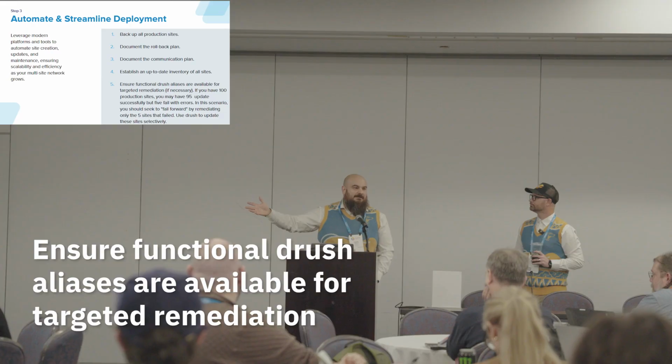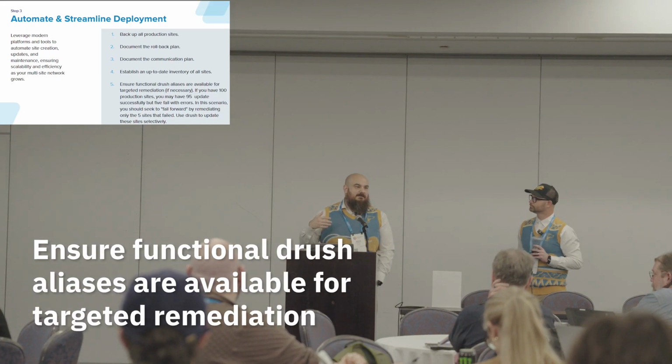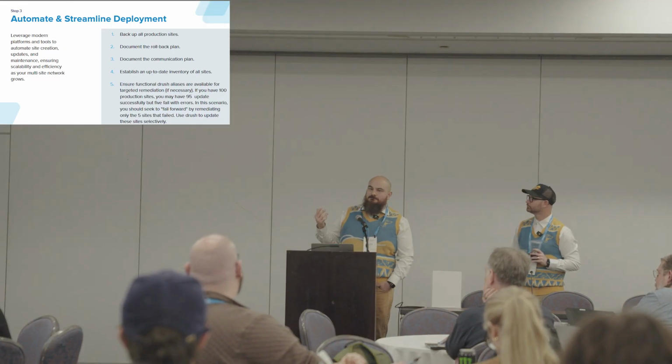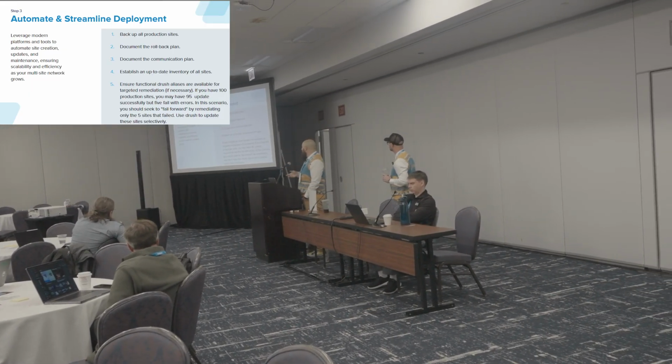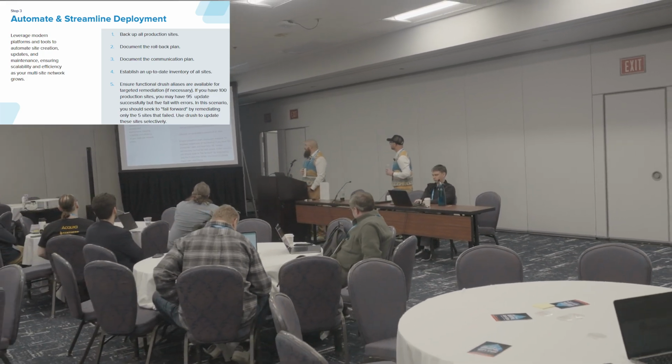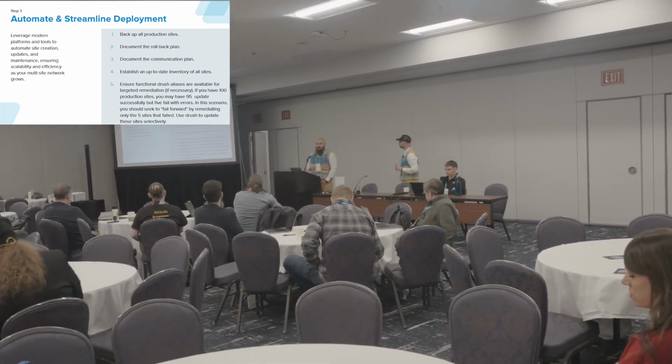And then, in number 5, we're talking about having Drush aliases all set up, because when you have 100 sites on a multi-site solution, you're going to have a few sites fail, and that's bound to happen. So just having a succinct way to fix these things quickly, and not having to rerun a full deployment, so you can fix those 5 sites without any downtime, is super key.